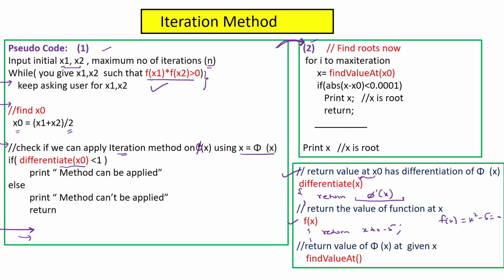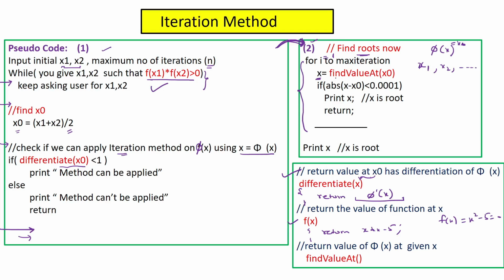So let's say our method can be applied. So we will come to the second part and here we will find the roots. We have taken a loop and this loop is running from i to max iteration. So i can start from 1. So what are the steps inside this loop? This step is saying we have to find the value at the x0 point, right? So we have taken the phi x and at x equal to x0 point this is calculating. So for the first time we will calculate x1, then we will calculate x2 and so on.